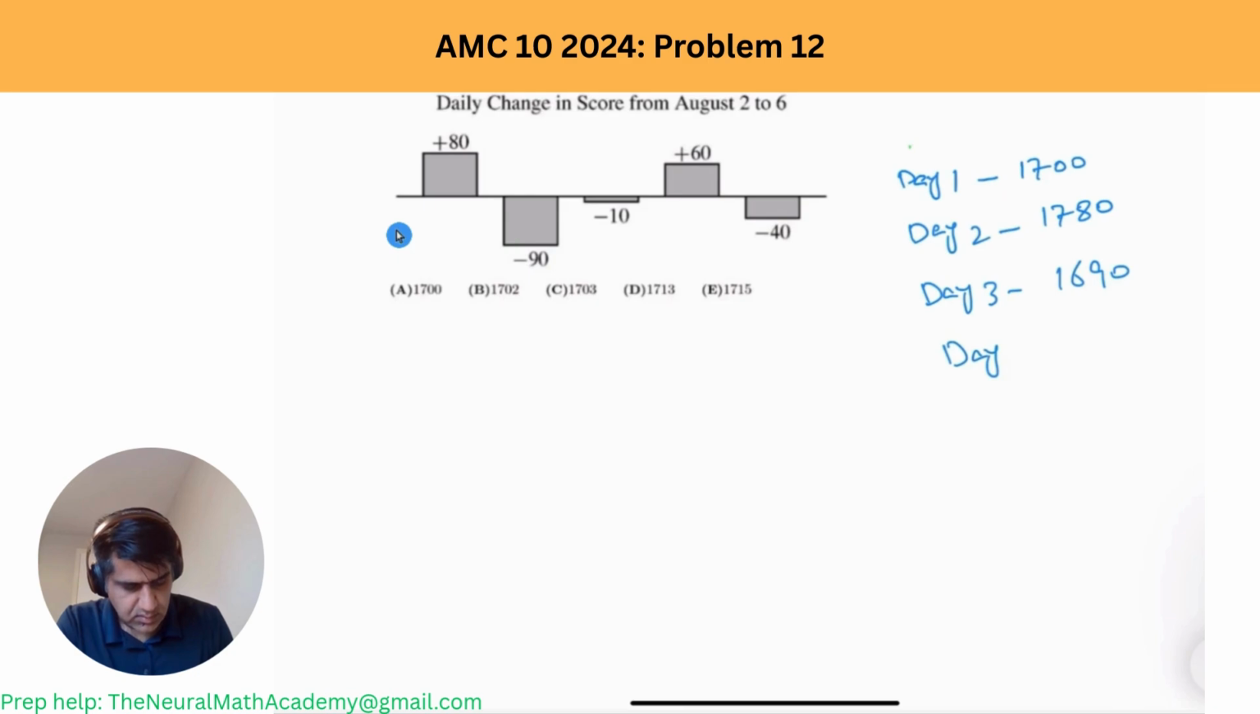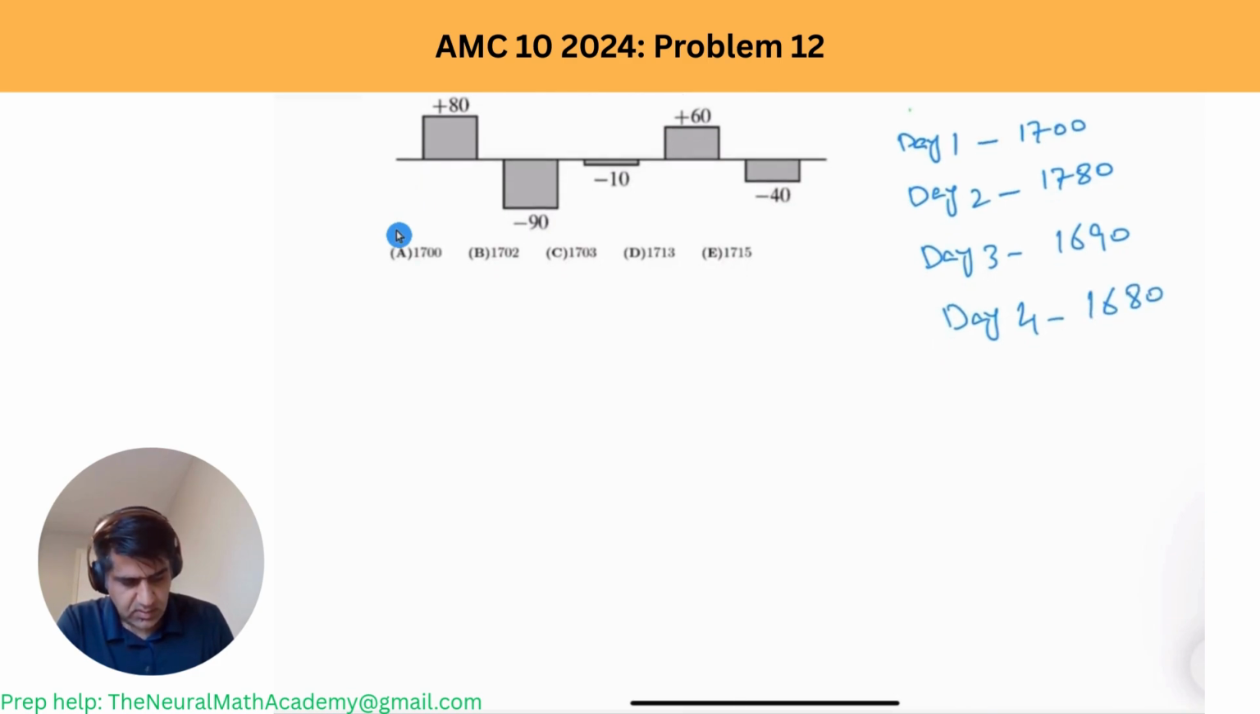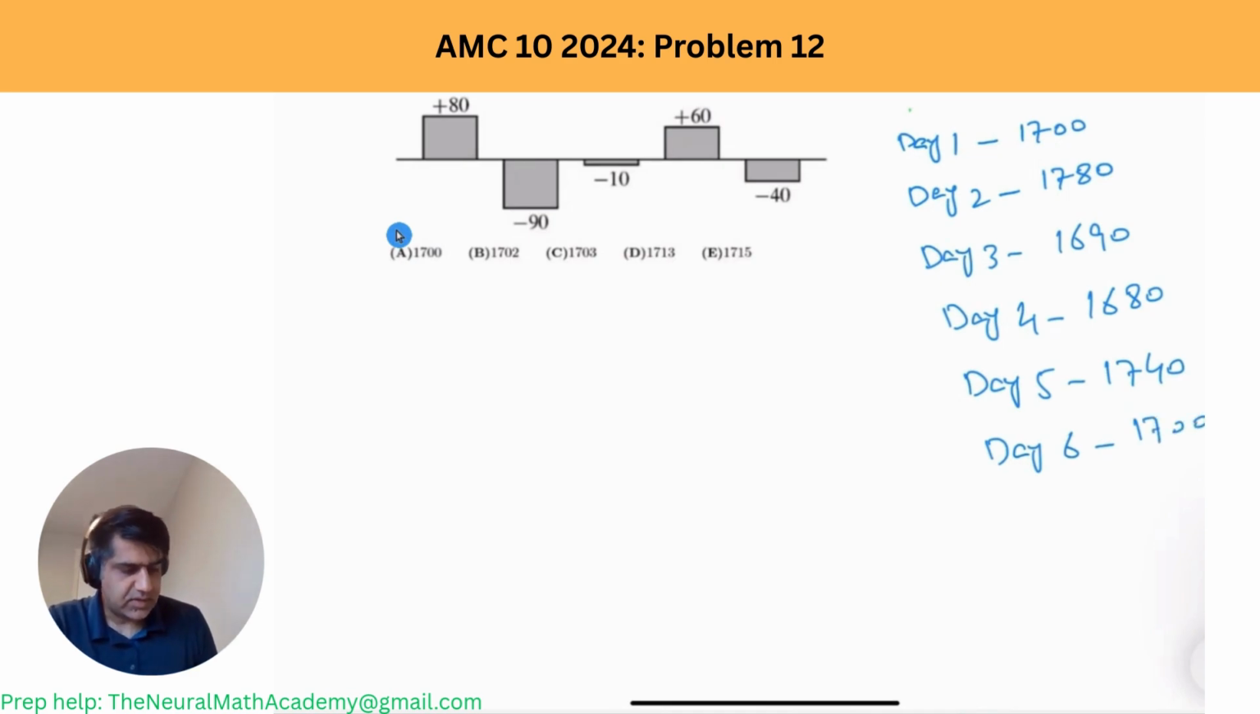Then the day 4 score, if we calculate, would be 1680. And then for day 5 we are adding 60, so it becomes 1740. Then we have day 6, where the score drops 40, so it goes back to 1700. Now we have to take the average, so we simply sum these days up.